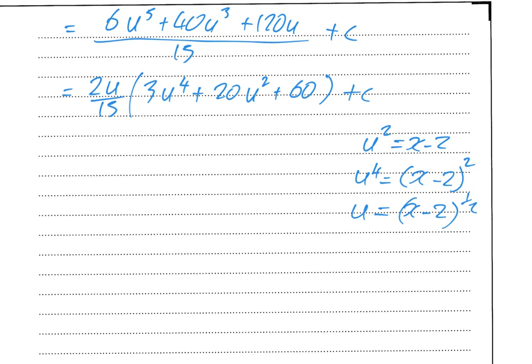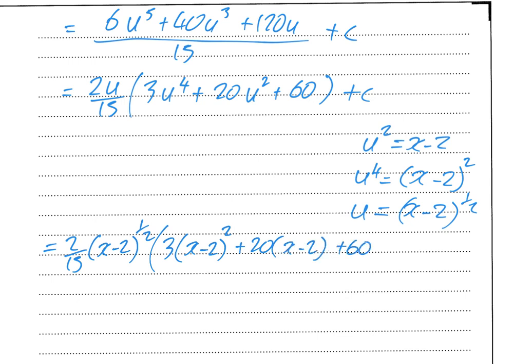Okay, I'll just move down the page a wee bit, give myself a bit of room, and then we'll say we have got our 2 over 15, and that was times u. And remember, we've said now that u is equal to x minus 2 to the power of 1/2. So that's just going to be brackets x minus 2 to the power of 1/2. Then inside this bracket we have 3 lots of our u to the power of 4, which we now know as x minus 2 squared, plus we have 20 of our u squared, which is x minus 2, and then we have plus a 60, and then don't forget your constant of integration.